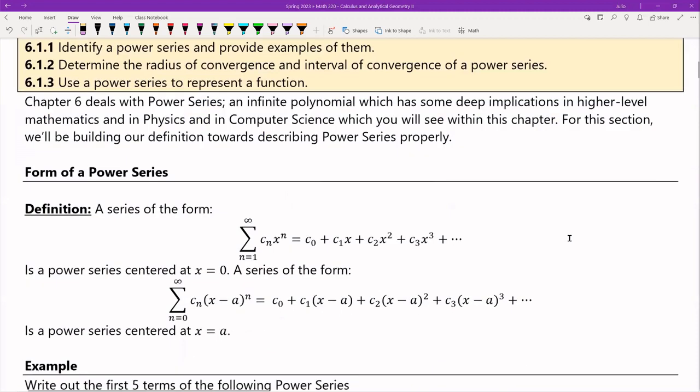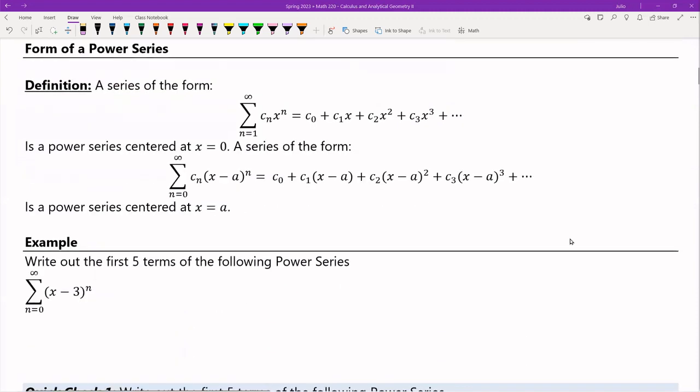A power series is anything that looks like this: the sum of C_n times x to the n. Those C_n's are the coefficients up front, and then it's actually an x to the n. So this is an infinite polynomial, and it just keeps going and going. I stopped it right there at C_3 x^3, but there's going to be a C_4 x^4, C_5 x^5, and so on and so forth.